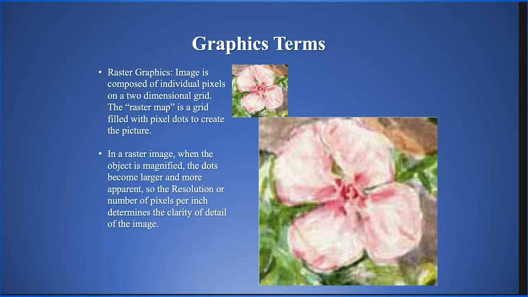So you have coordinates that show you vertical and horizontal, and that's where the dot is, in the middle of the vertical horizontal space. The raster map is a grid filled with pixel dots to create the picture. In a raster image, when the object is magnified, the dots become larger and more apparent. So the resolution or number of pixels per inch determines the clarity of detail of the image.